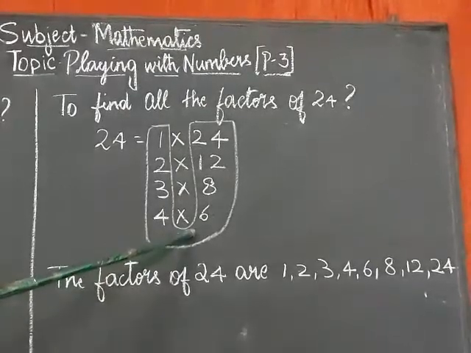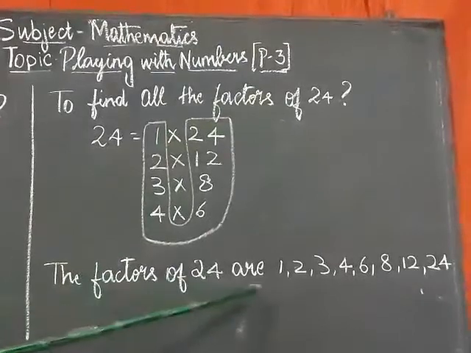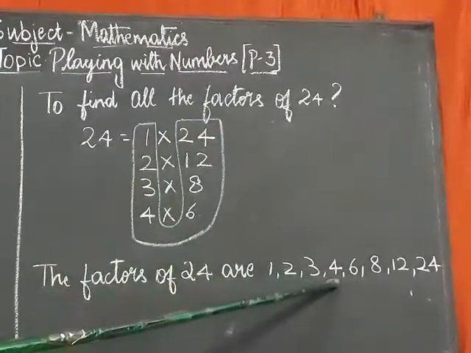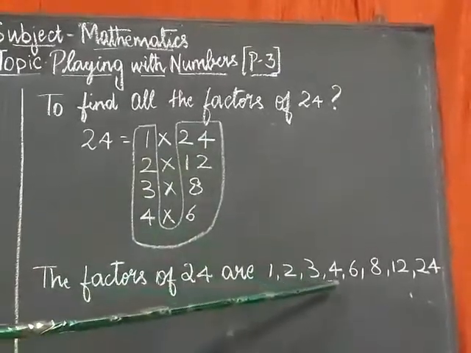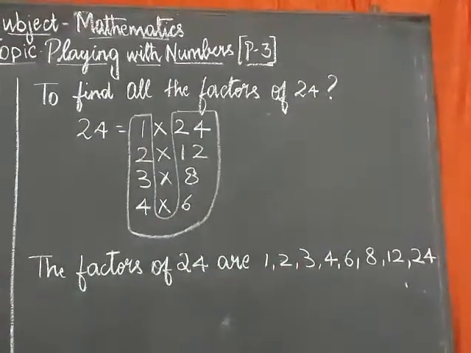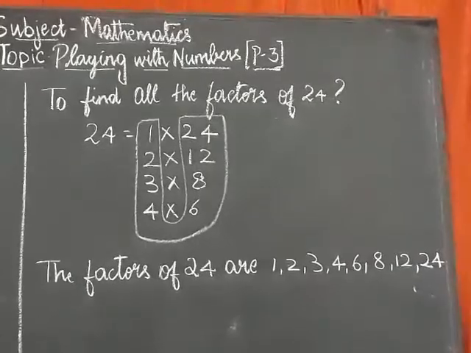We are stopping here. So the factors of 24 are 1, 2, 3, 4 and repeat these numbers again, that is 6, 8, 12, 24. So by this logic we got all the factors of 24.